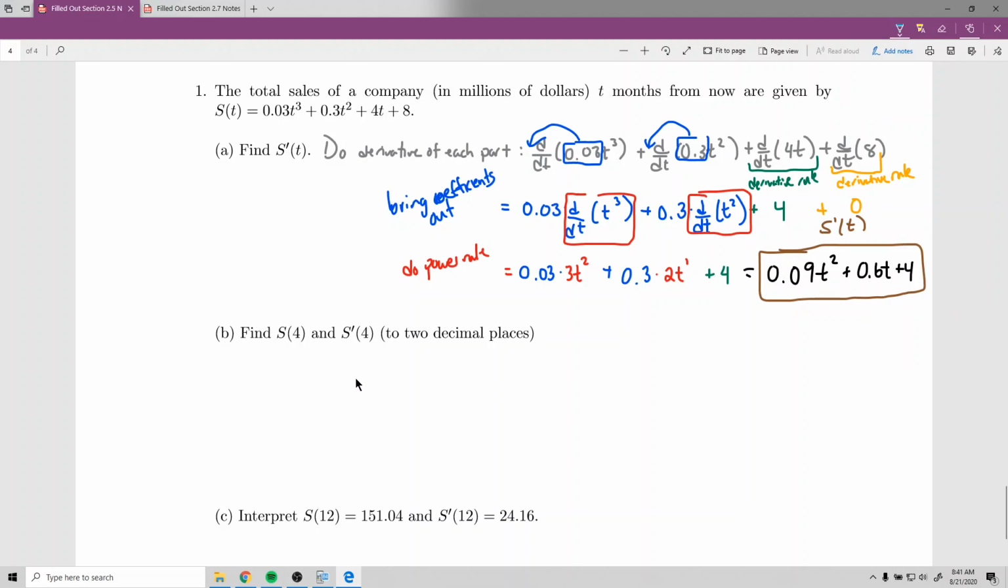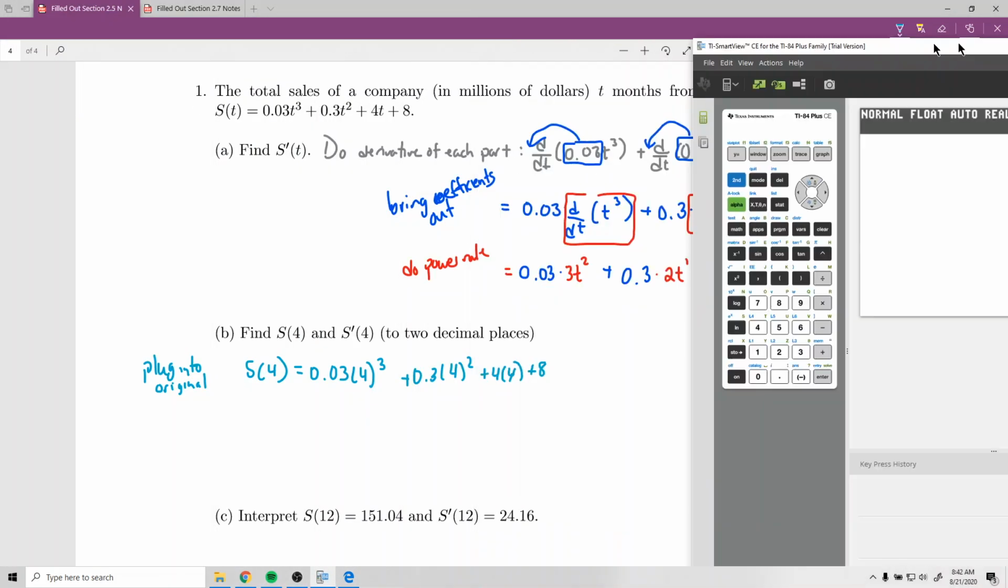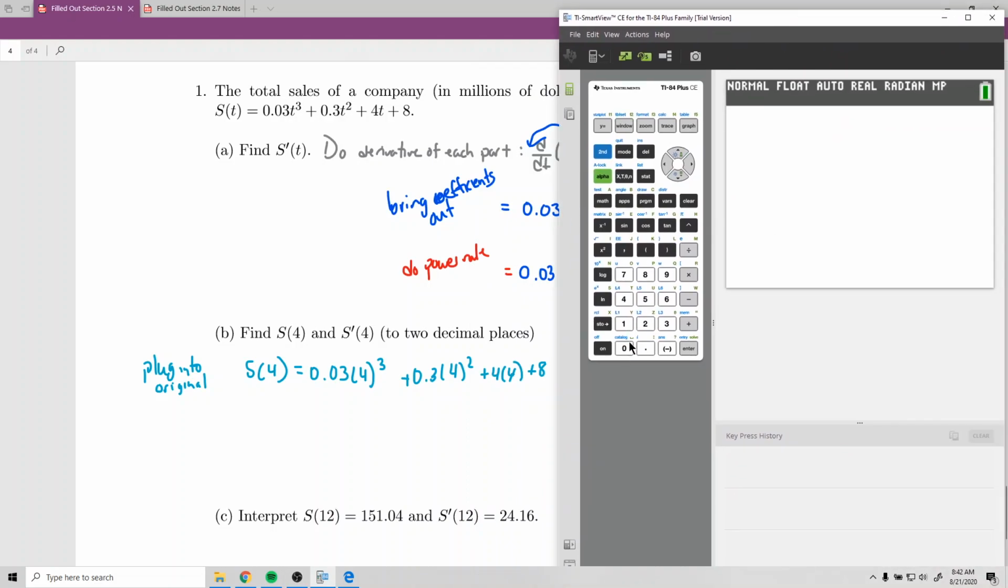All right, now the second one, it says find s of 4 and s prime of 4 to 2 decimal places. All right, so s of 4, this is telling you plug in t equals 4 to the original. All right, we don't have a prime there. So we have 0.03. Make sure you're using the original. In place of t, we got 4, so 4 cubed, plus 0.3 times 4 squared, plus 4 times 4, plus 8. All right, make sure you're using the whole original, not anything to do with the derivative at all. And then we'll plug it into our calculator.